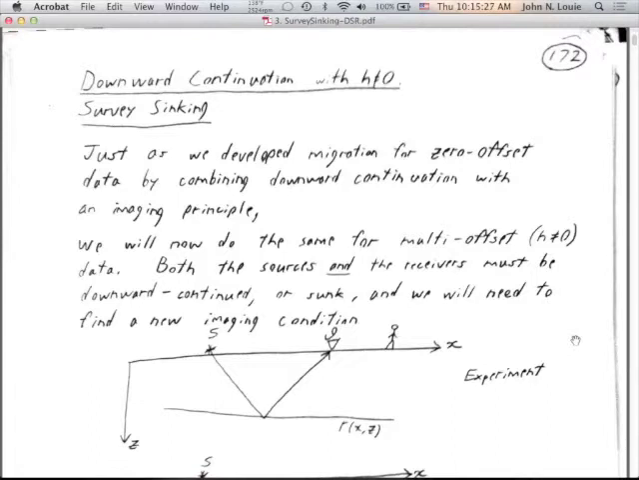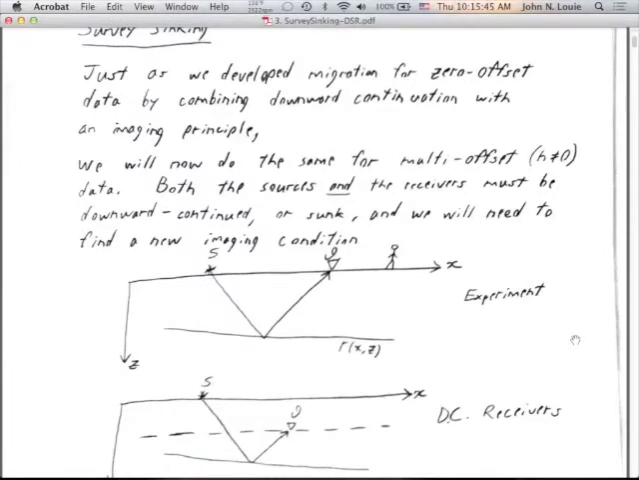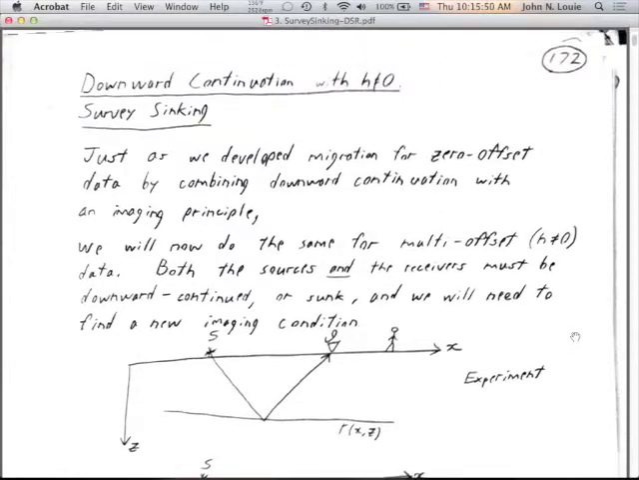Okay, but I do want to set up today the theory, probably today and tomorrow. I'm going to set up the theory for looking at multi-offset imaging, defining the multi-offset imaging condition, defining and applying the same sorts of downward continuations that we had in 7.06. So how do we do downward continuation with h not equal to zero?